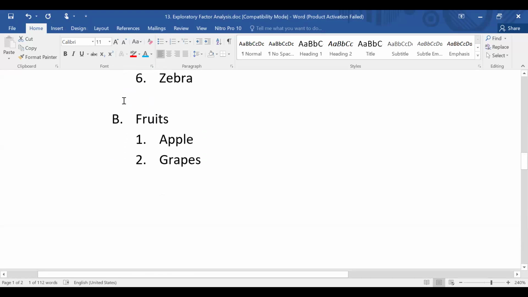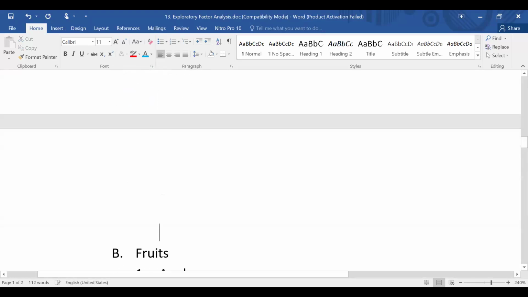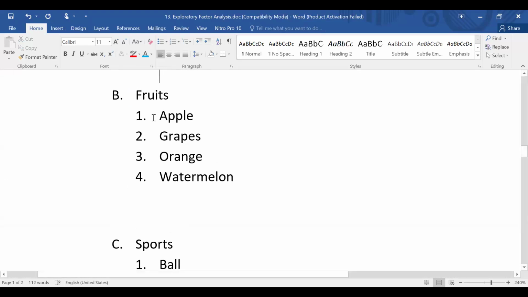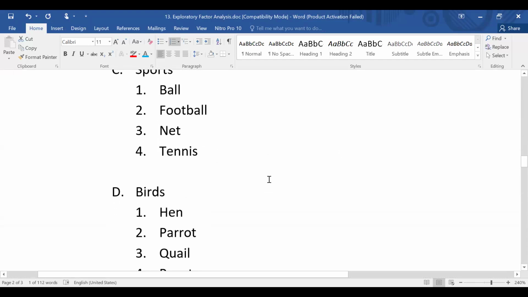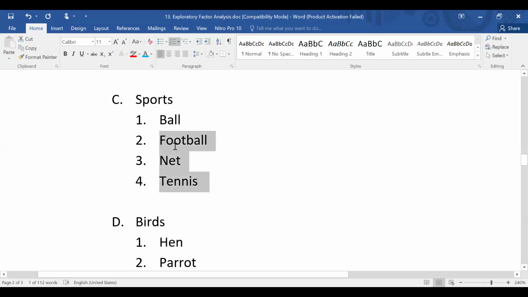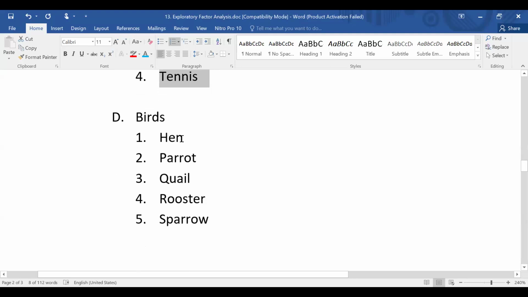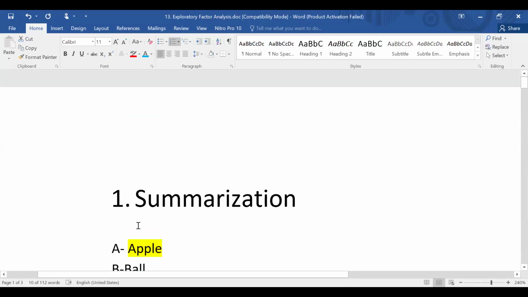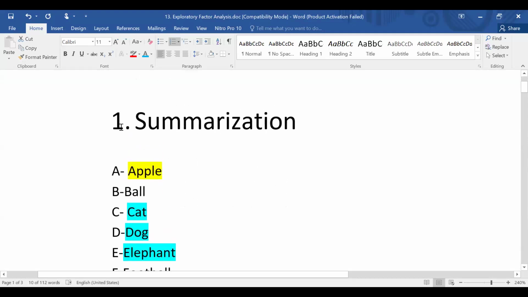Now the second is the fruits. So I can give the common name of these four items. And what is the common name of these four items? That is fruits. Same as all the other four items: tennis ball, football, net, all related to sports. And hen, parrot, quail, rooster, sparrow, all related to bird. So the first part of the factor analysis is summarization.